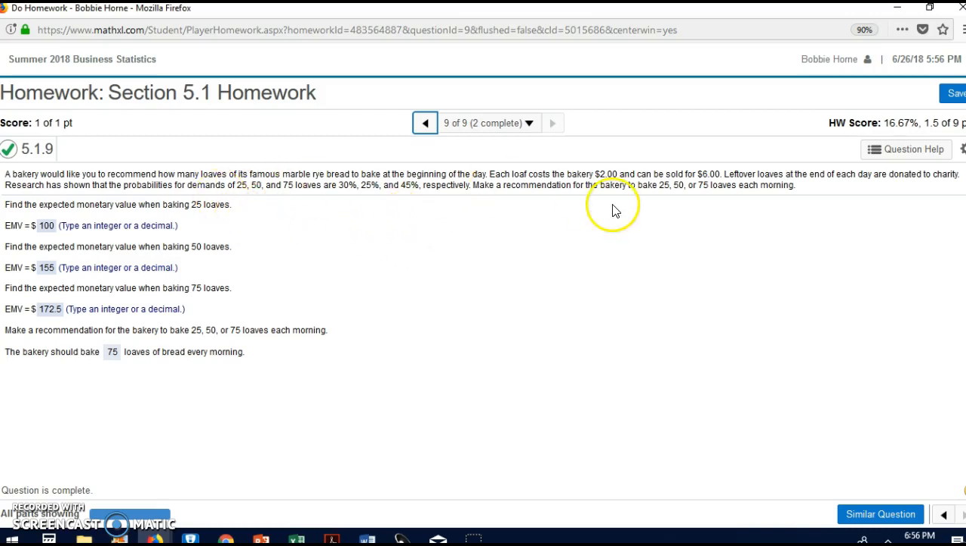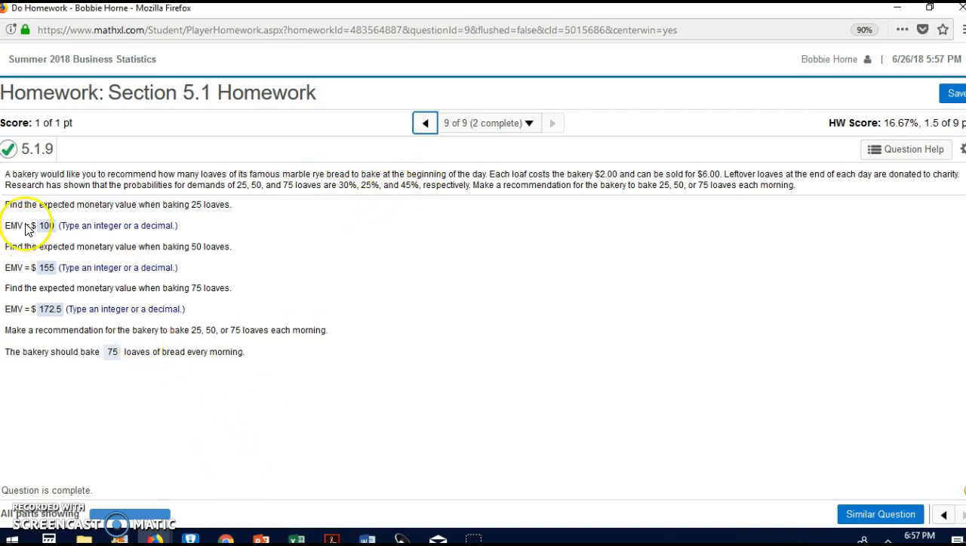So first of all, we know that we're making bread, and the cost of the bread is $2, and it can be sold for $6. And it shows the probability for the demands. The probability of the demand being 25 loaves is 30%. The probability of the demand being 50 loaves is 25%. And the probability of the demand being 75 loaves is 45%.